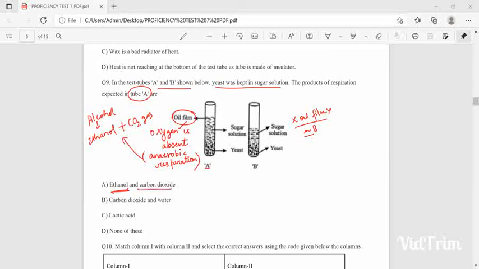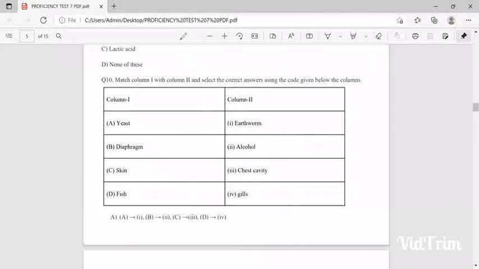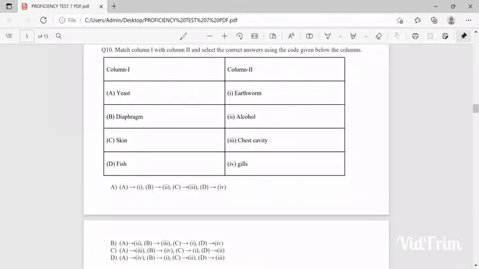Now question number 10. Match column 1 with column 2 and select the correct answer using the code given below the columns. So columns are given, column 1 and column 2, and after that four options of matching are provided. So here yeast will be matched with alcohol, because yeast carries out anaerobic respiration and alcohol is formed in the process. So the yeast here will be matched with alcohol.